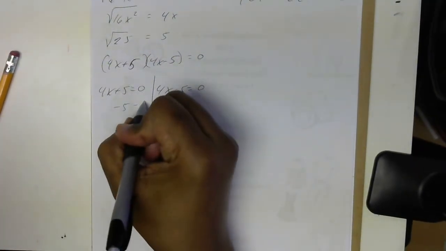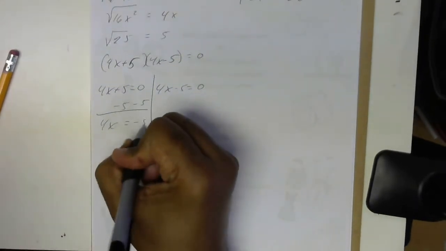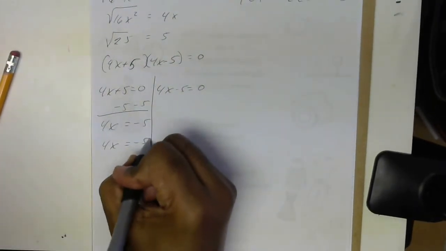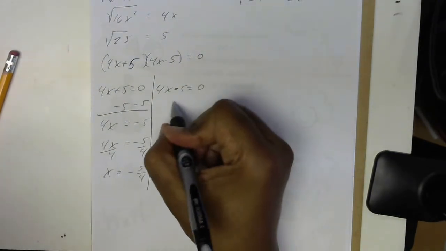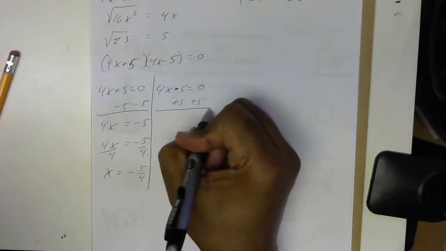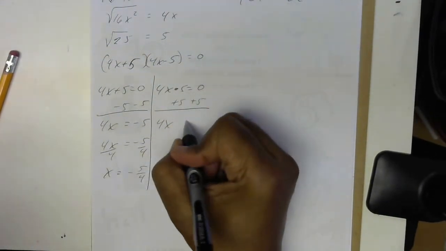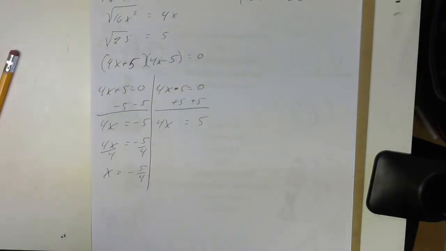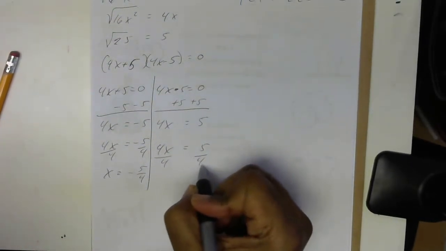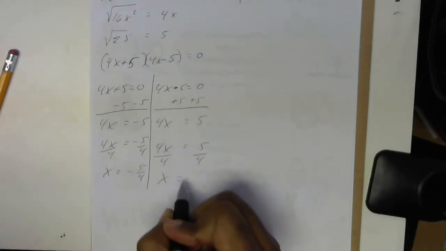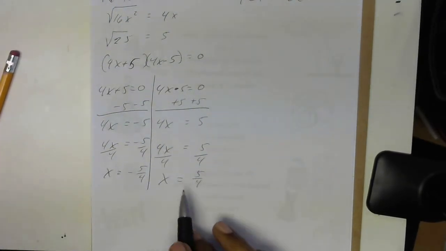Now I will subtract 5 from both sides, and this will give me 4x equals negative 5. I'll take my 4x equals negative 5 and divide both sides by 4, and this will give me x equals negative 5 over 4. Okay, on this side right here, I'm going to add 5 to both sides in order to get rid of the 5. And this does give me 4x, the 5's go away, and 0 plus 5 is 5. Now I'm going to take my 4x equals 5 and divide both sides by 4. Divided by 4 gives me a 1x. And 5 over 4 does not simplify. So my answers are negative 5 over 4 and positive 5 over 4.